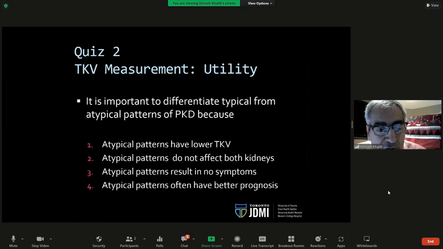So in general, patients with typical disease will have more cysts or more symptoms than those without, but that's not always the case. But generally, atypical patterns do tend to have better prognosis because there is some sparing of the kidney. So the patients may have renal failure later on in age or in life, or even no renal failure at all. So thank you so much for listening, and you did wonderful on the quizzes.